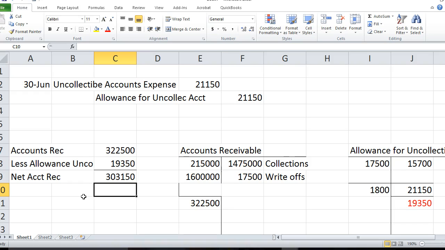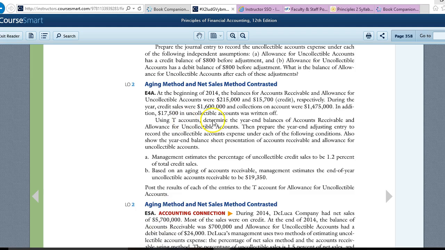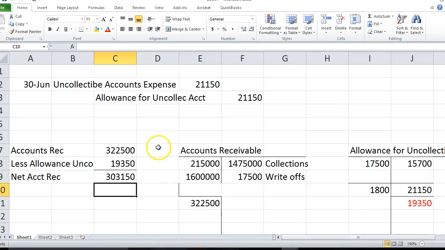Yeah, I don't understand. You don't have to do anything with the 17,500 and 15,700. They gave it to us so we could come up with a balance. So they purposely gave us that information. At the beginning of 2014, the balance for accounts receivable and allowance for uncollectible accounts were 215 and 15.7. So they're telling us that's what they were at the beginning of the year. So what I did is I put in the 215 and the 15.7. And that's where we got the 1,800 from.